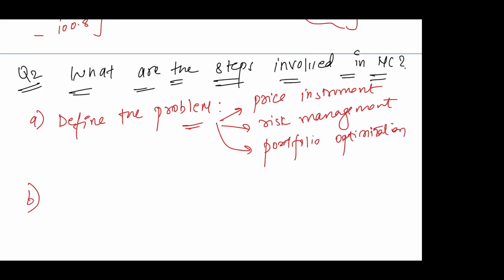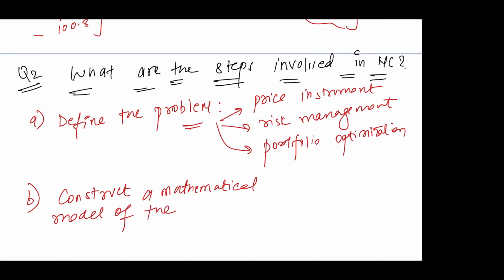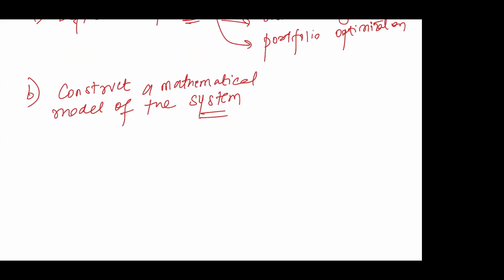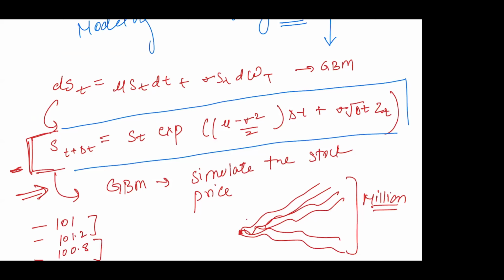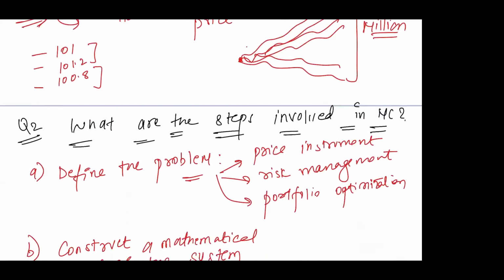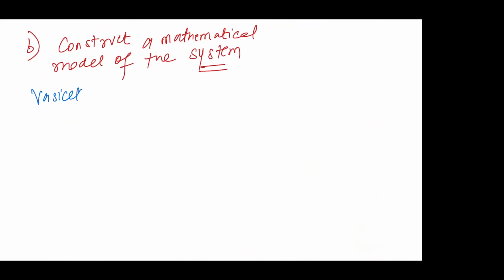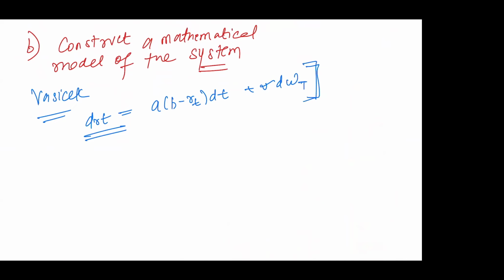Once you define the problem, construct a mathematical model of the system. What do I mean by a mathematical model? In this equation that we got, this is a mathematical model for the system. Similarly, the Vasicek interest rate model: the equation is something like dR_t is equal to a(b minus R_t) dt plus sigma dW_t. This is our mathematical model for the system. So you need to construct a mathematical model for the system.